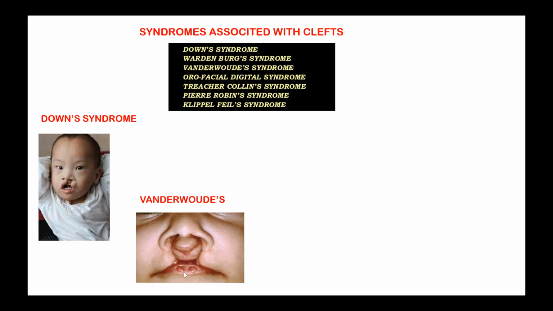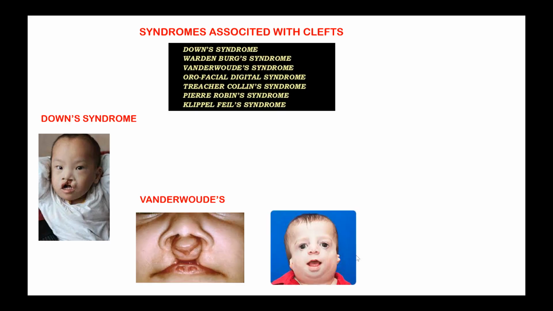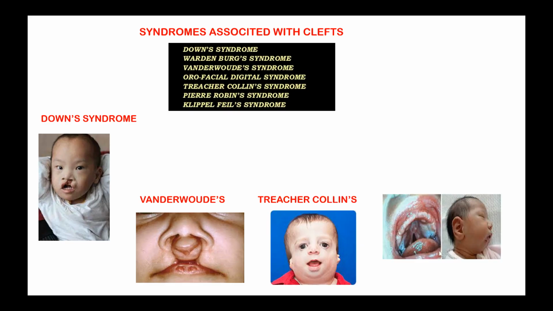This, of course, you may not be seeing very well. If you see the pit in the lower lip, this is called Van der Woude syndrome. What is this syndrome? Treacher Collins syndrome, you can see the ear defects here. What is this syndrome? Pierre Robin, Pierre Robin syndrome.